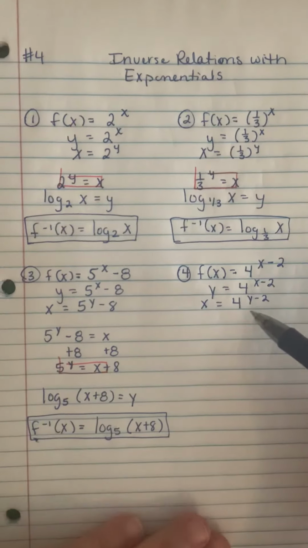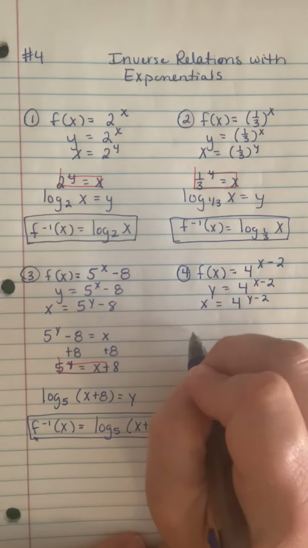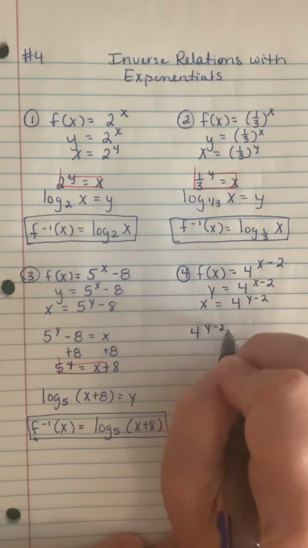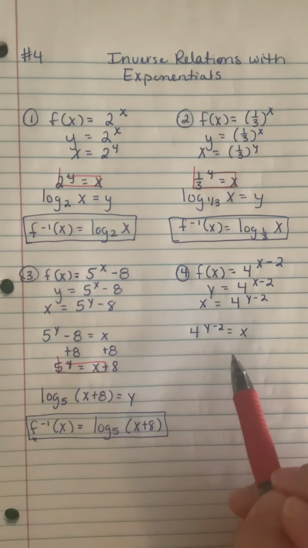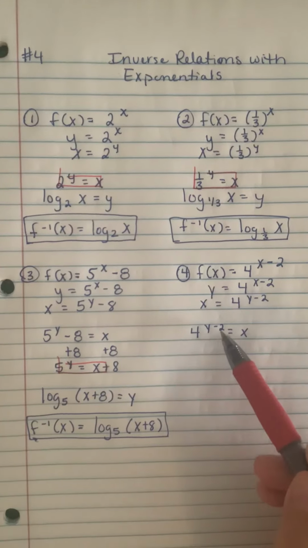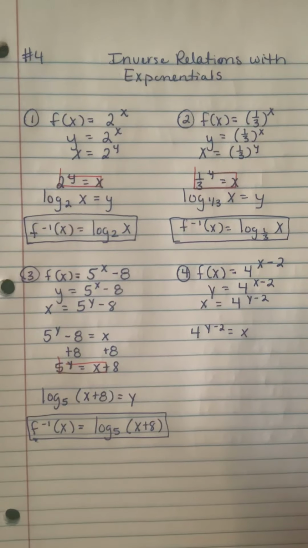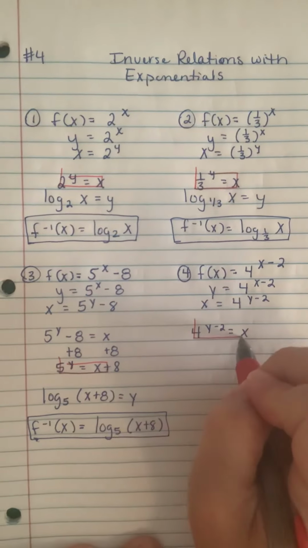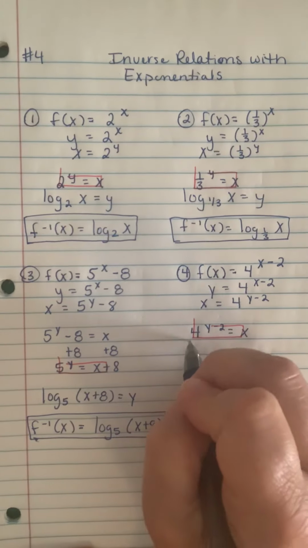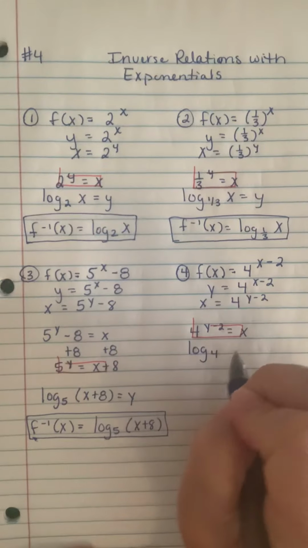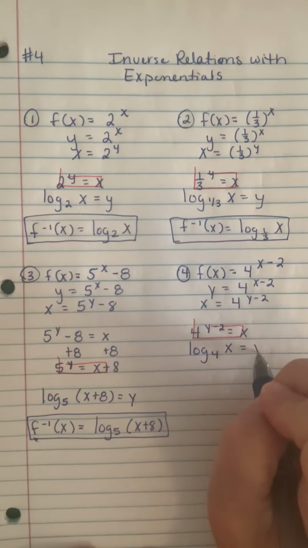And now I'm going to rewrite it with the exponents first, like we have done on the other problems. And I'm going to make my L. I'm going to make my L now because this y minus 2 is up here in the exponent spot, so I'm going to have to get rid of that. So now I'm going to have log base 4 of x equals y minus 2.